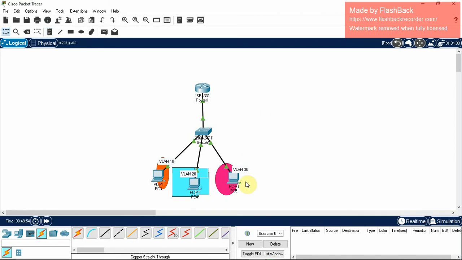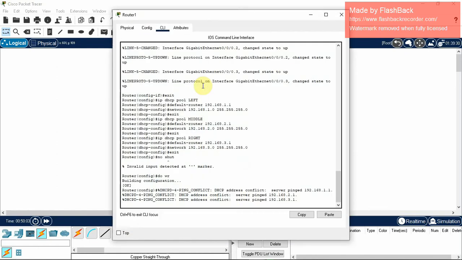Perfect. So we've configured the VLANs and they receive the IP addresses from the DHCP, for which our router is going to act as a DHCP server. Of course, in the next video, I'll also make one with the server itself.